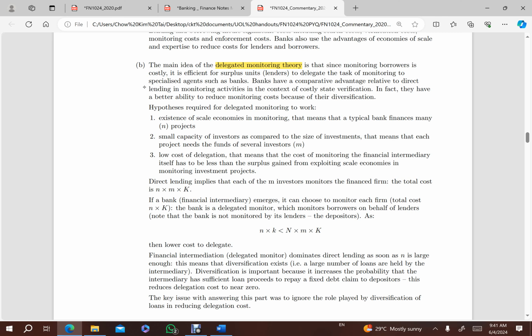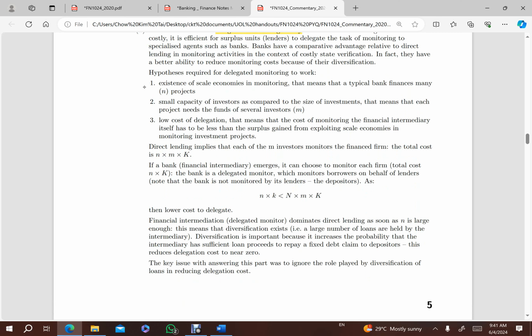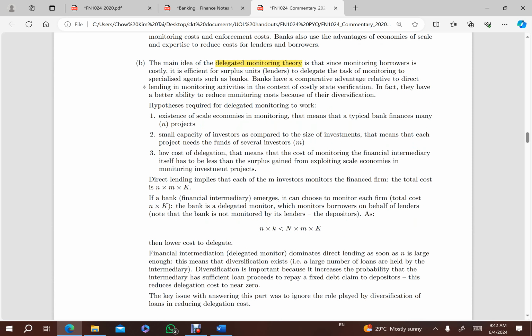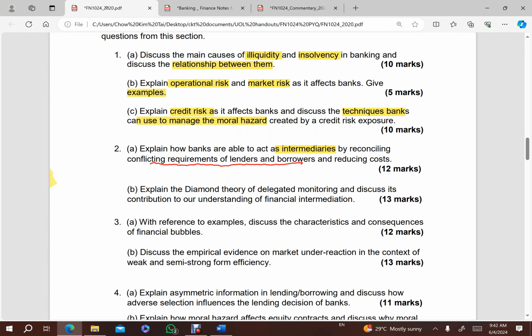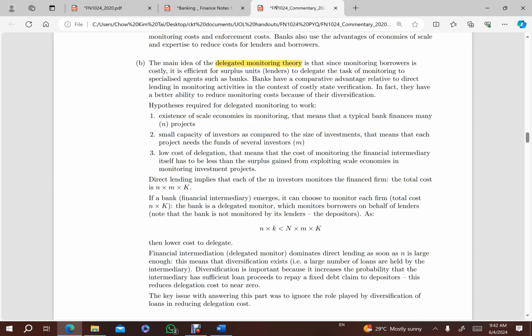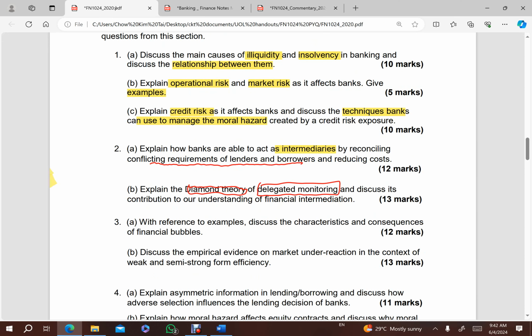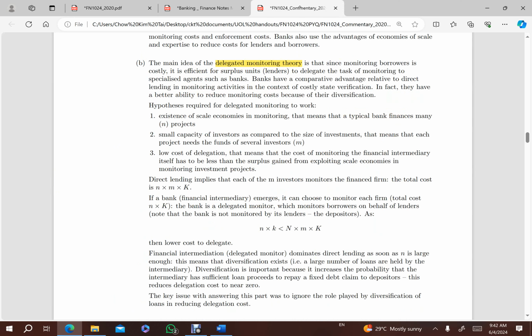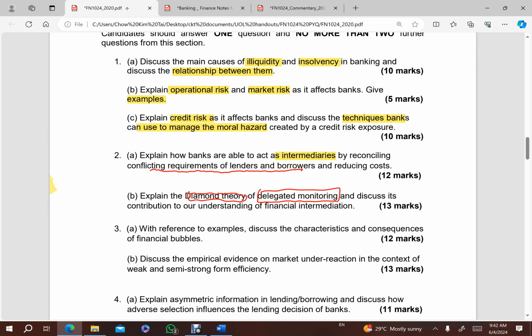Okay. And then these are additional support. Right? Additional support. So this is a good answer. So if you get a question on Diamond theory, or they won't use the word Diamond theory, sometimes they just say delegated monitoring. So this will be the good answer. Okay, go through this. Okay, this is 2020 question 2, right? 2020 question 2. Okay.